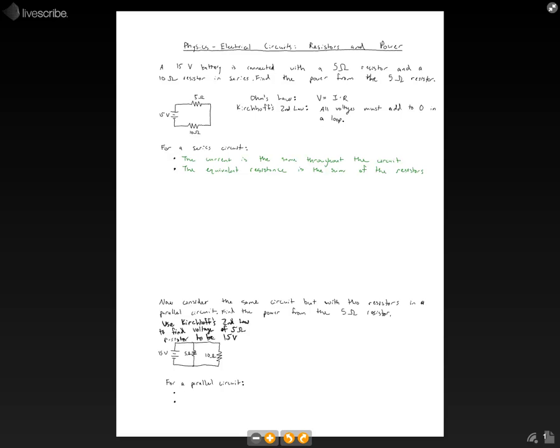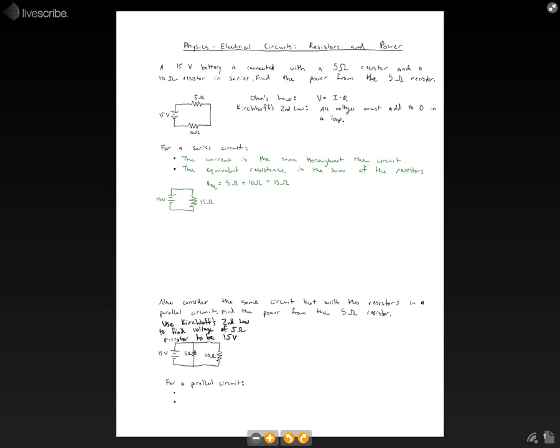So what we can do is rewrite our circuit to look a little bit like this. We can basically have it be one big resistor, the two added together because they're in series, and that would be an equivalent resistance of 15 ohms. So if we have a 5 ohm and a 10 ohm resistor, that should give us 15 ohms.